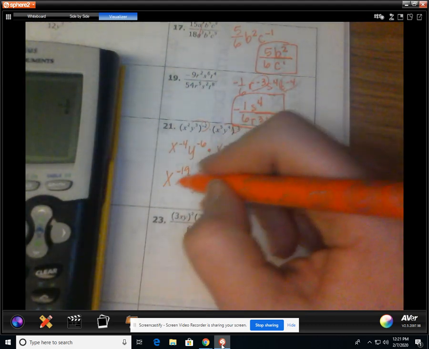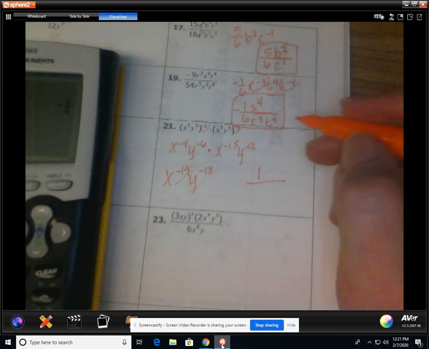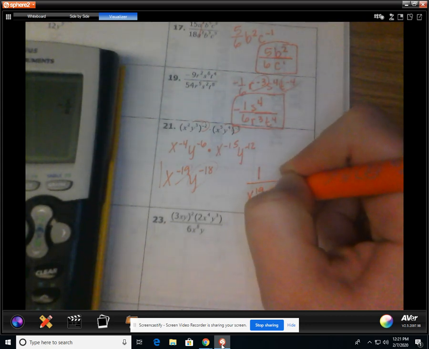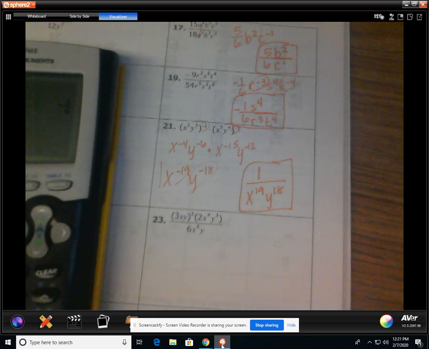Well, I'm not okay with either of those pieces, so I open up a fraction. The 1 stays on the top, because remember, there is a coefficient of 1. The x drops to the bottom, and the y drops to the bottom, and there's my final answer.